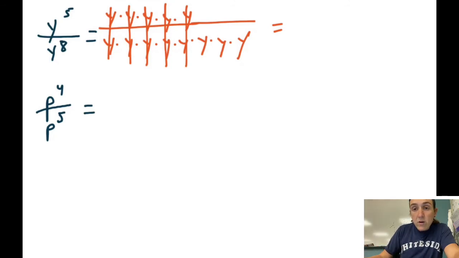Okay, all those ones just multiply to be 1. On the bottom, well, I've got 5 ones, which doesn't change anything. 3 y's being multiplied. 3 y's would be y to the third. So this would be 1 over y to the third.